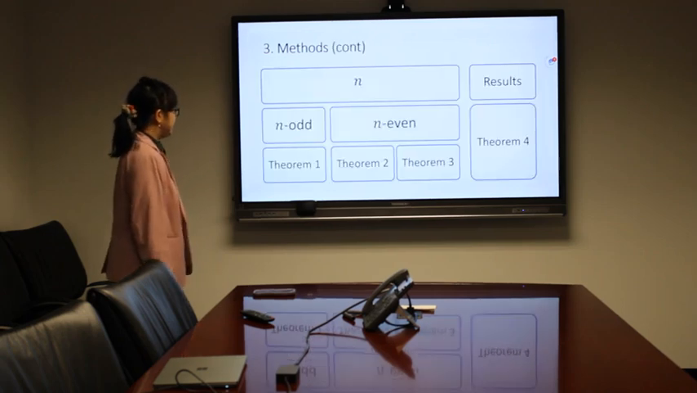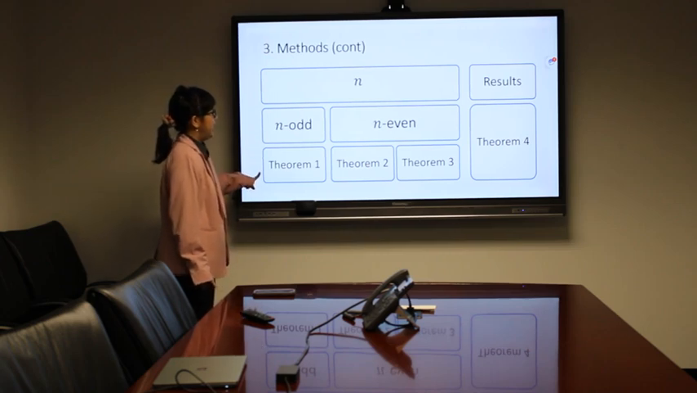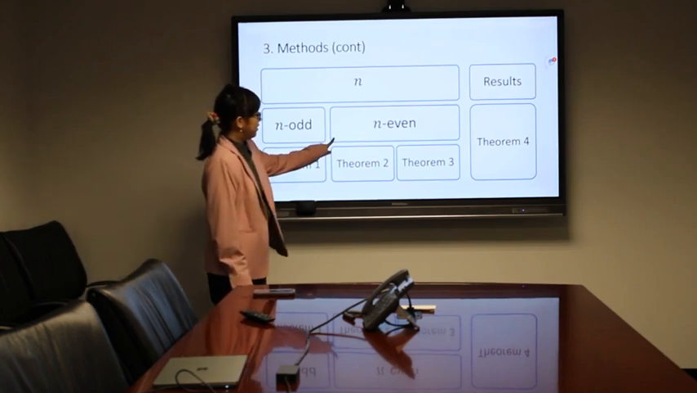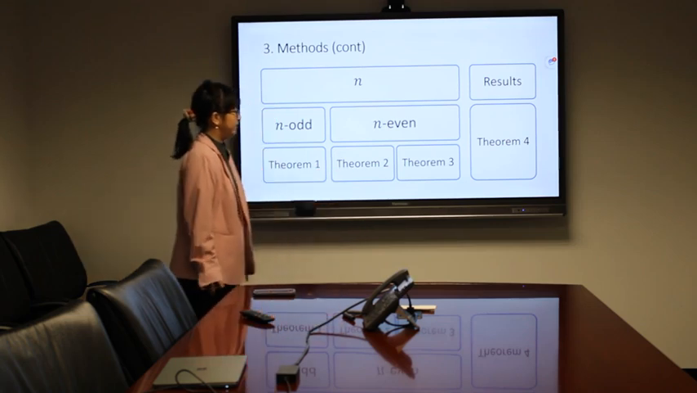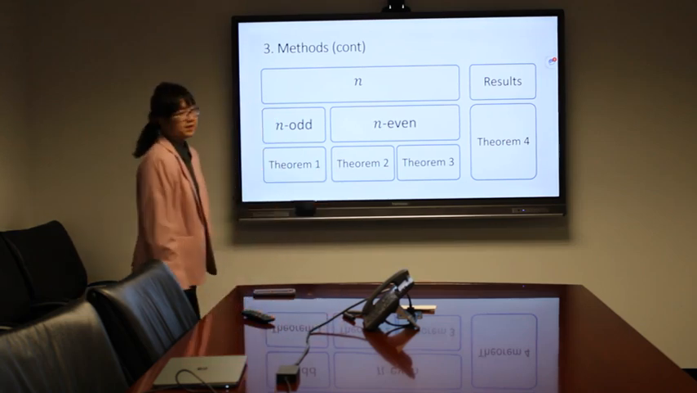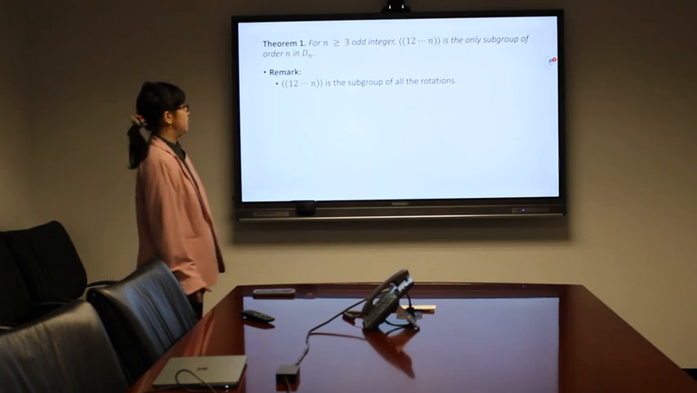I have two cases. The first case is when n is odd, where I have theorem 1. And the second case is when n is even, where I use theorem 2 and theorem 3. And for the result, I have theorem 4. Next, please. Theorem 1 is the simplest one.